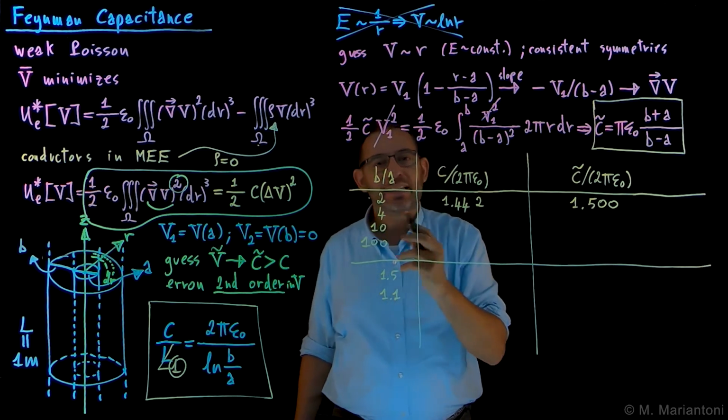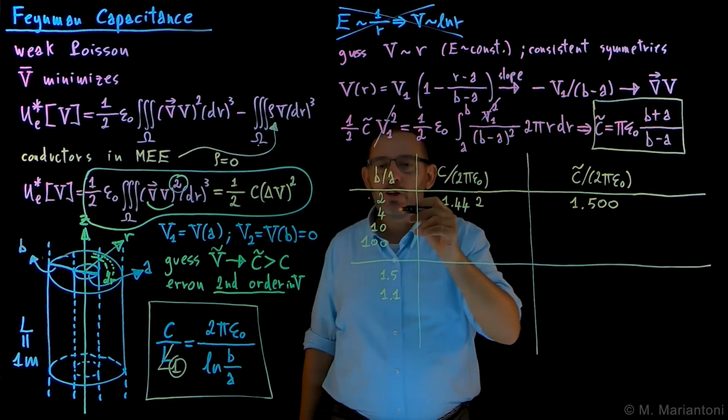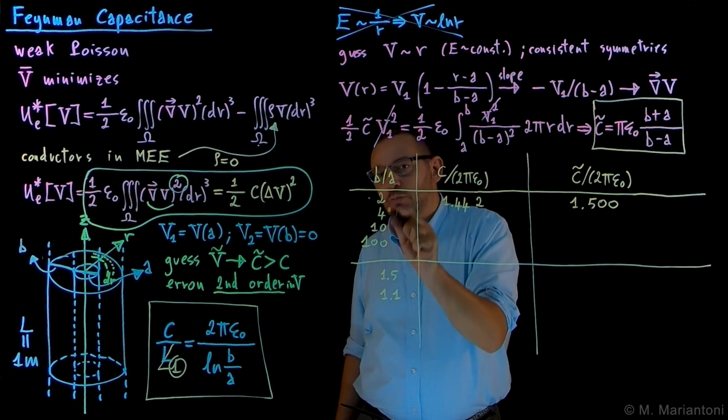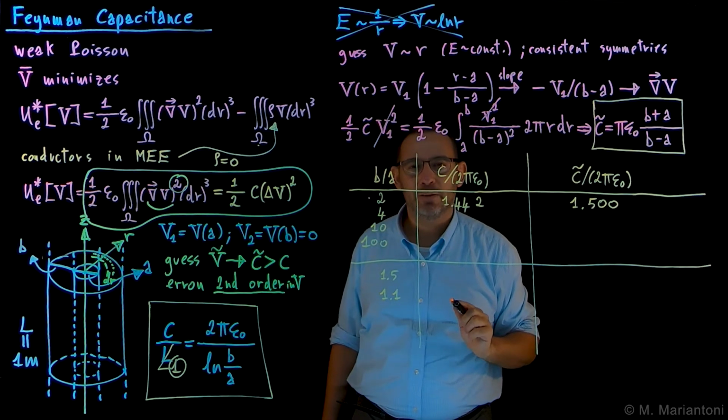And this 2 is already relatively large B over A, okay? Of course, what do you expect? Will it get better or worse when you go down? Pause for a second and think about it.